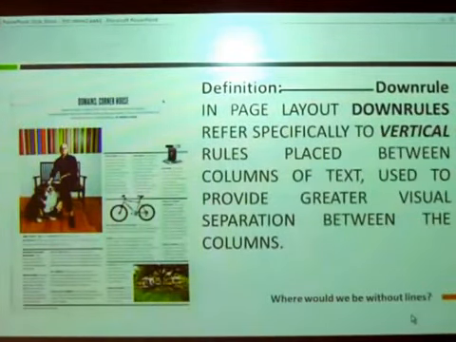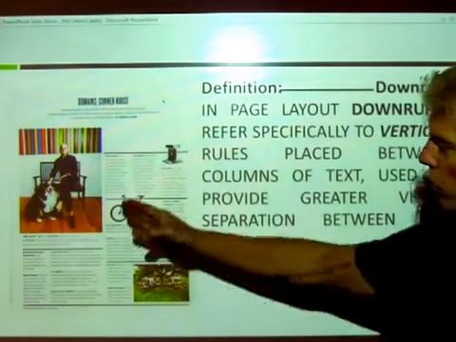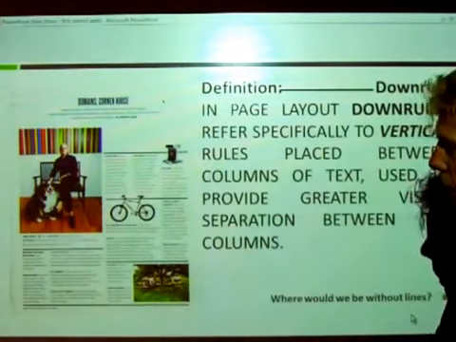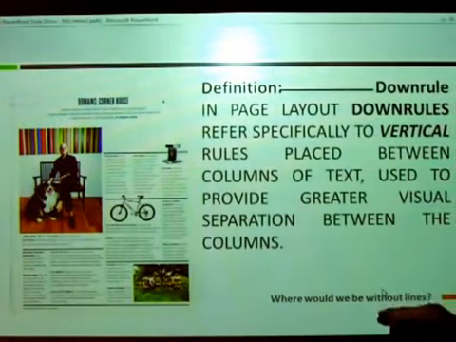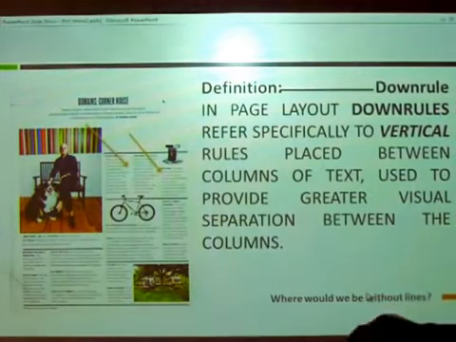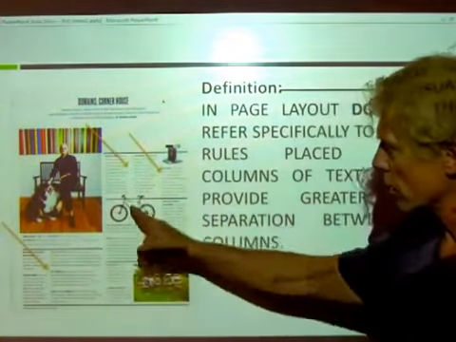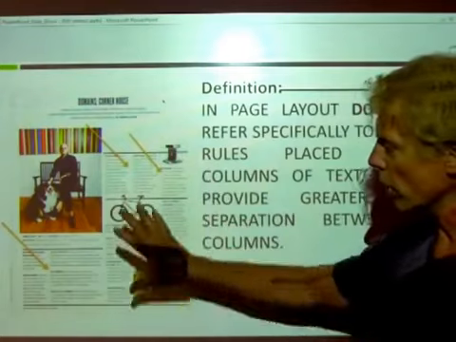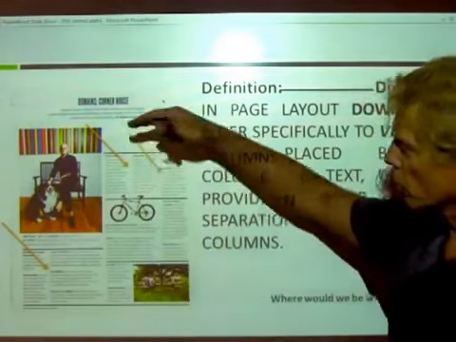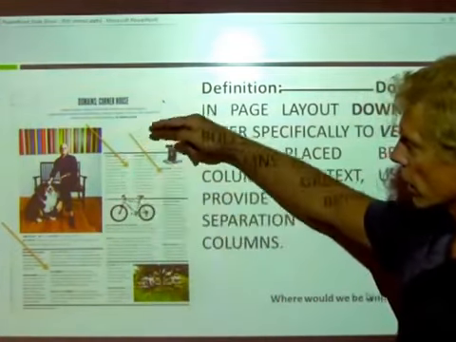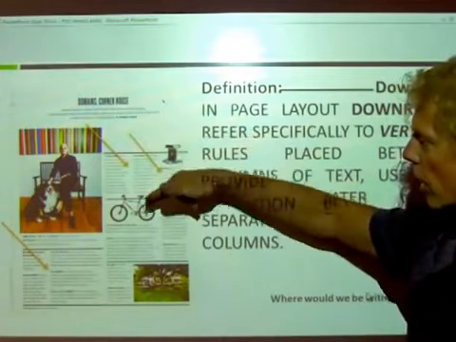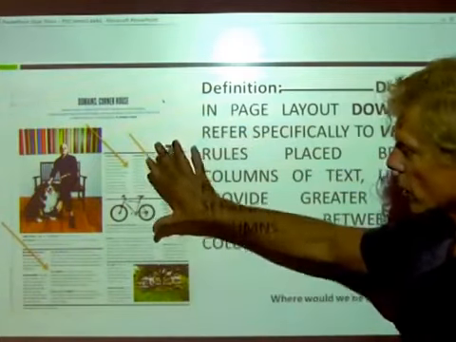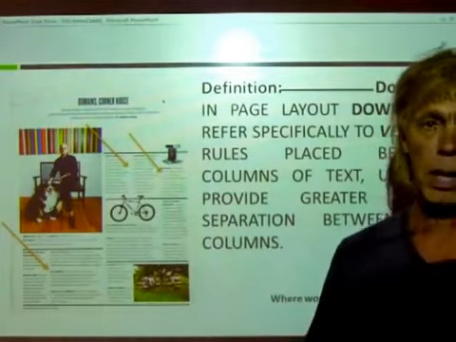Another example of down rule, which we just spoke about, is in this newspaper art magazine here. And you can see that even though lines are not used, the space between the columns implies to the reader that they should read top to bottom, then to the right, and then top to bottom. So even though there are no lines, there is a space that implies the line.